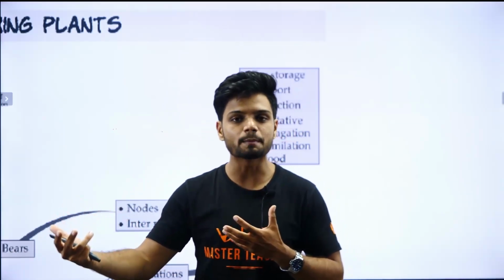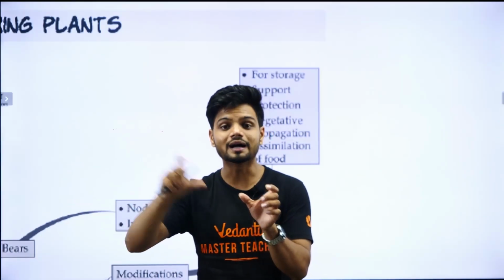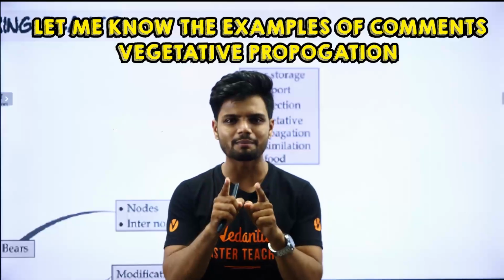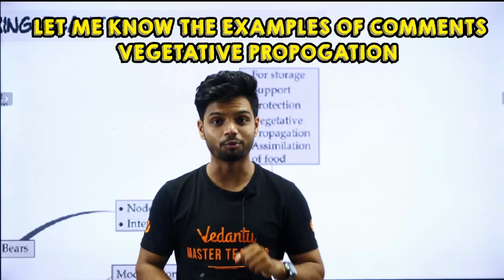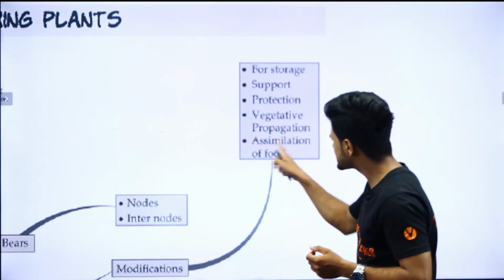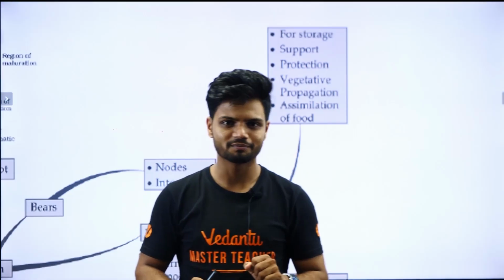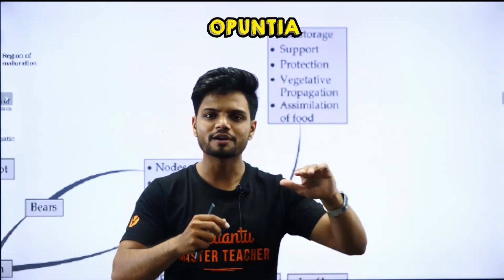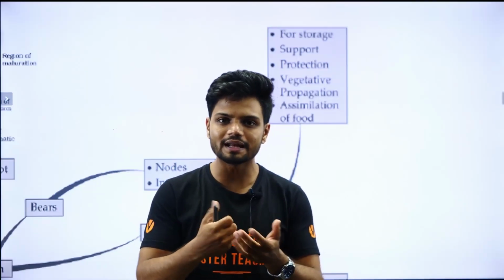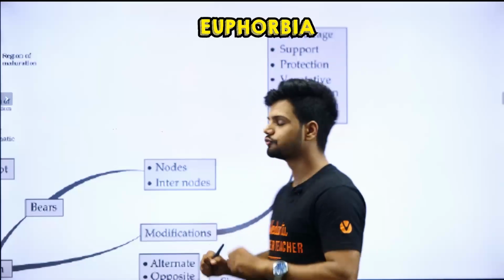That is, it is a type of asexual reproduction in which a particular plant develops new plants other than by sexual reproduction. Examples: let me know in the comment section what are the examples for vegetative propagation. Very important, especially runner, sucker, offset and everything. Then we have assimilation of food. Very interesting. That is, a particular stem can become photosynthetic, for example Opuntia, in which the stem is very flat and fleshy. The other example is when the stem becomes very cylindrical, that is Euphorbia.